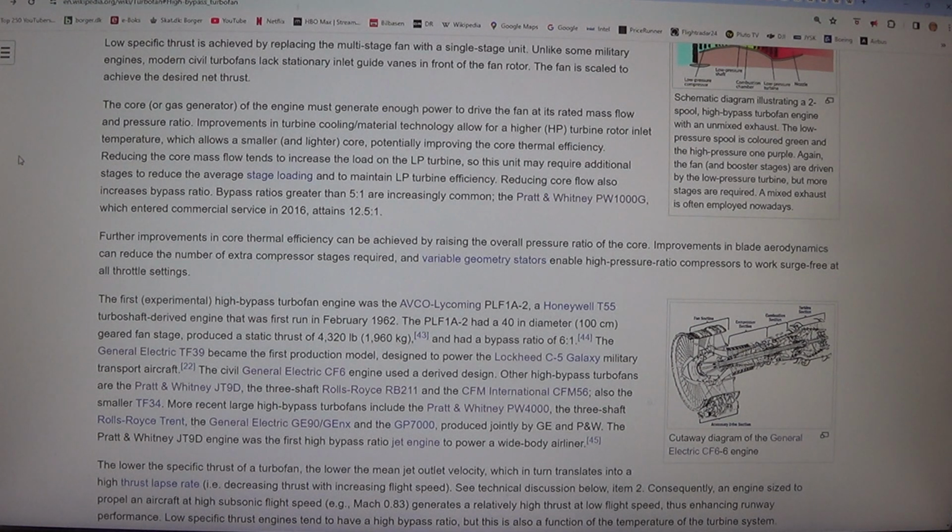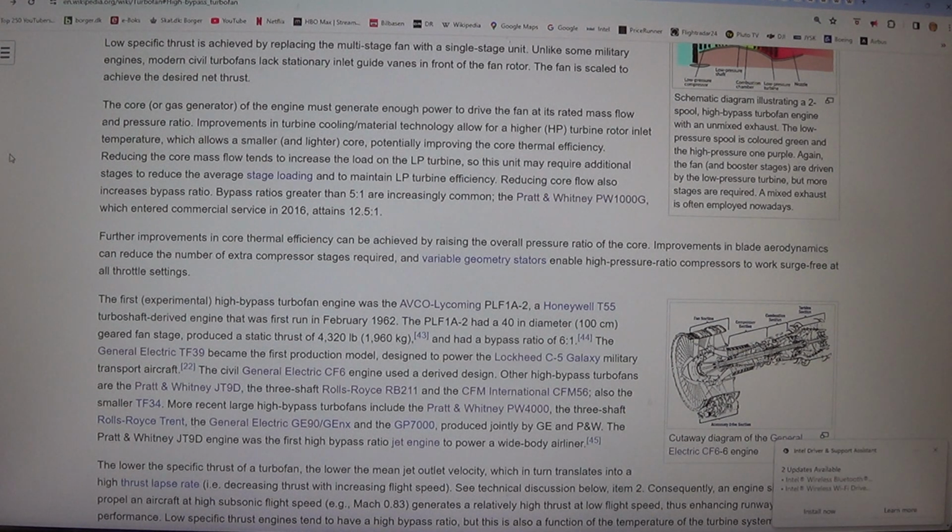Reducing the core mass flow tends to increase the load on the LP turbine, so this unit may require additional stages to reduce the average stage loading and to maintain LP turbine efficiency. Reducing core flow also increases bypass ratio. Bypass ratios greater than 5:1 are increasingly common. The Pratt & Whitney PW1000G, which entered commercial service in 2016, attains 12.5:1.